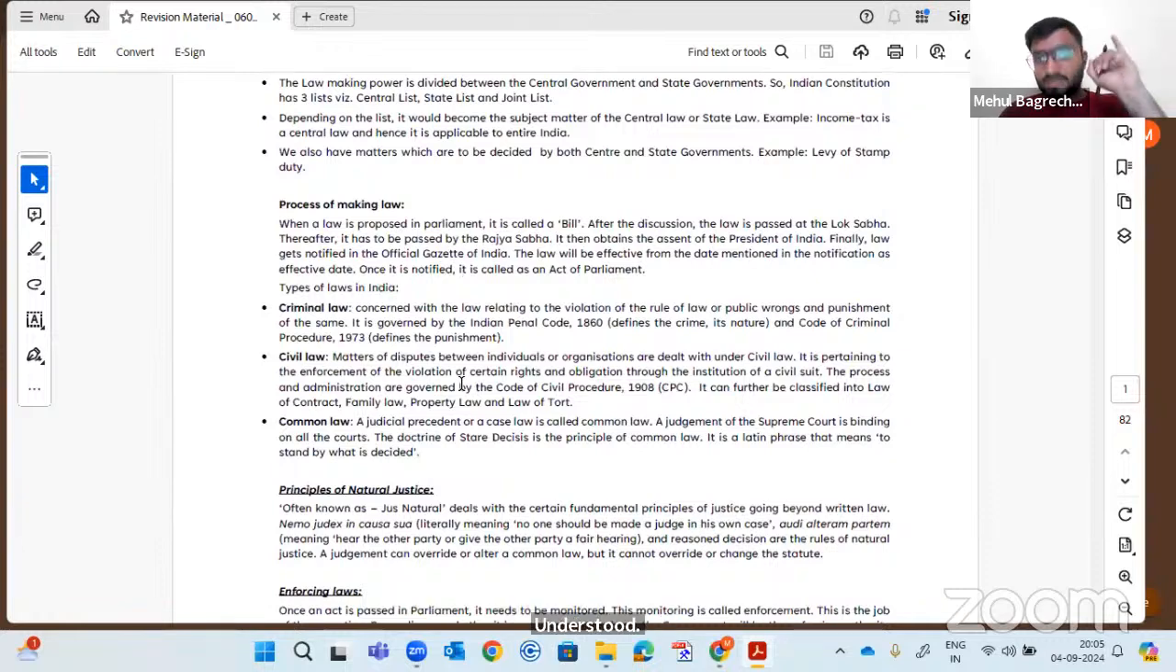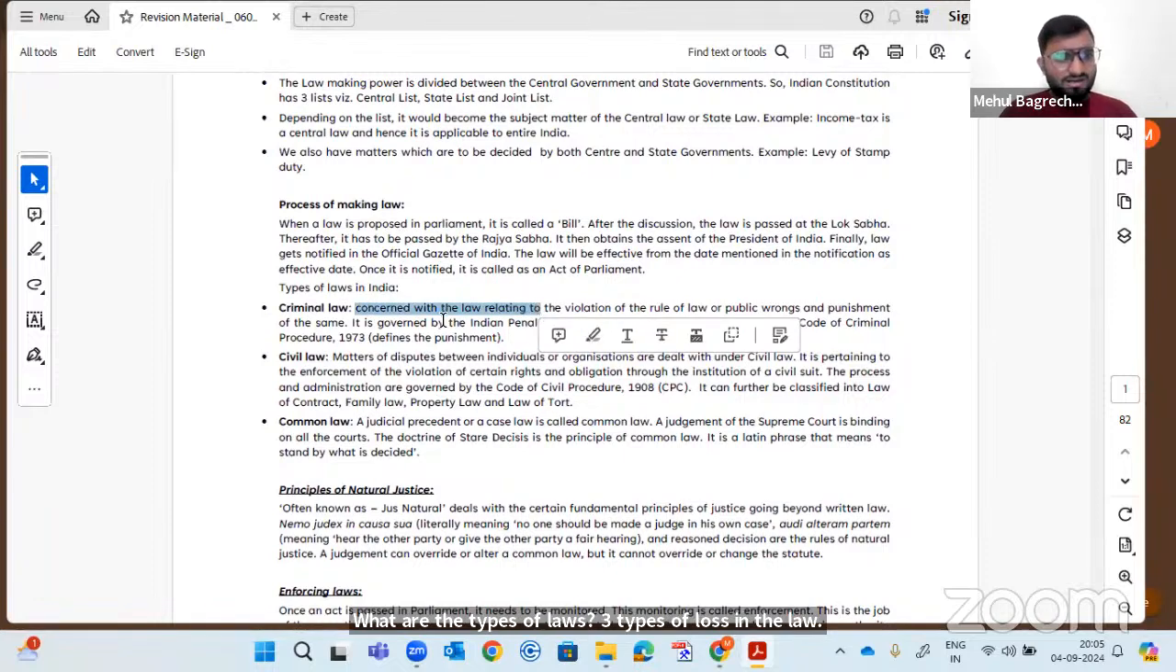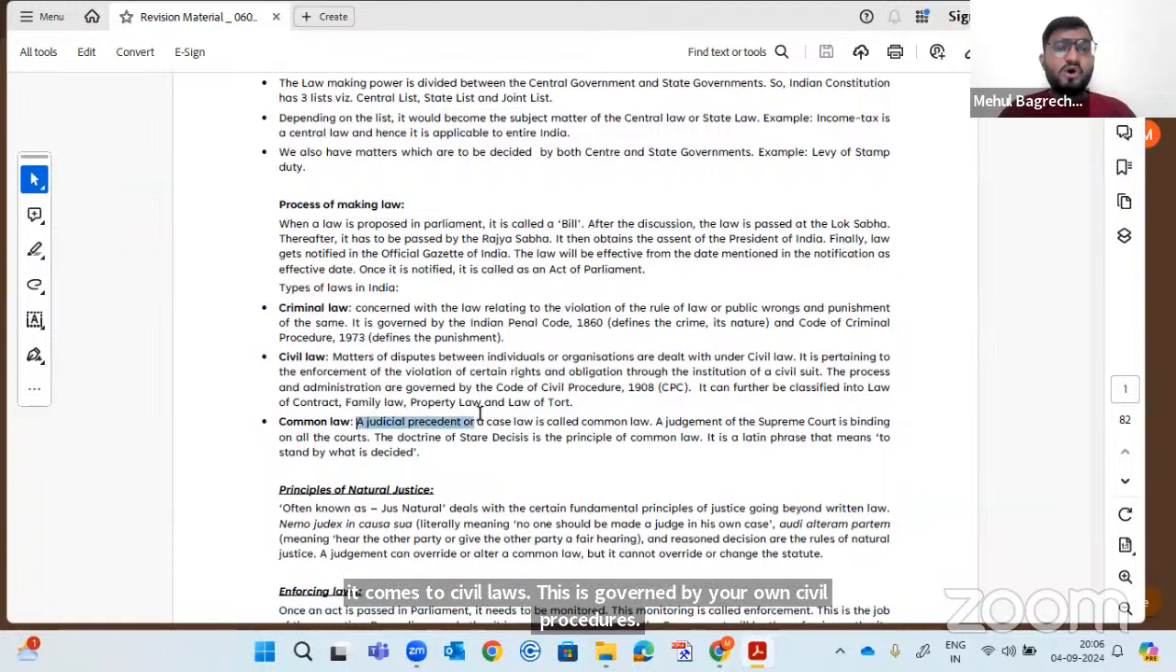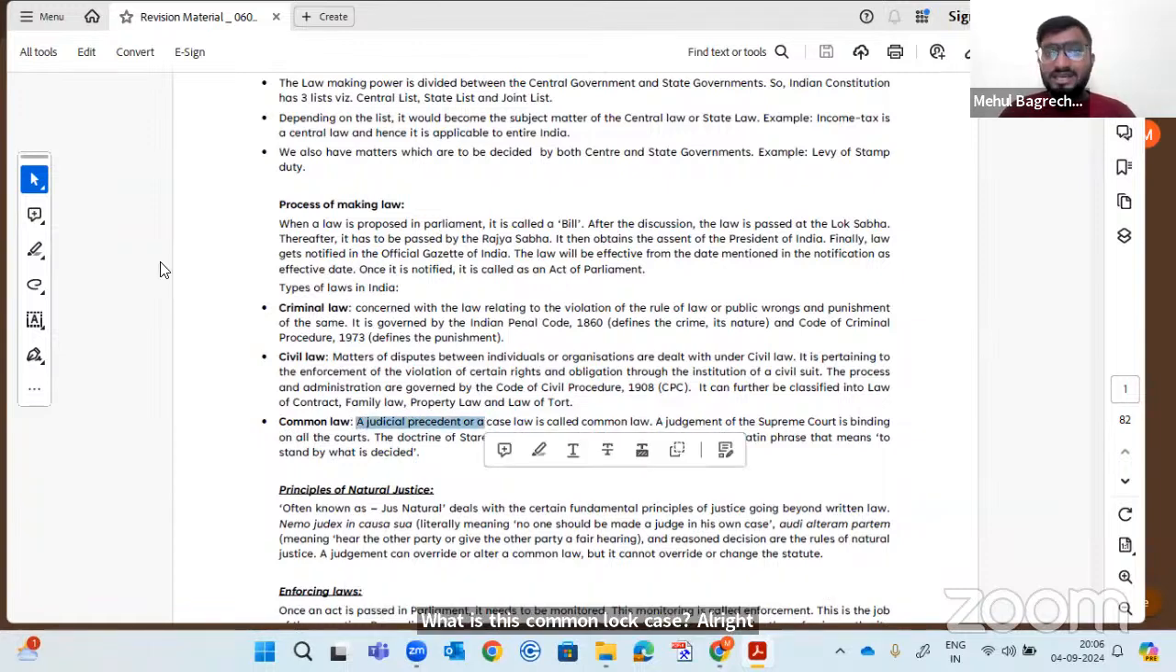Next, what are the types of laws? 3 types of law: criminal law, civil law, common law. Now, what is this criminal law? Something which is governed by your Indian Penal Code or Code of Criminal Procedure. When it comes to civil laws, this is governed by your Code of Civil Procedure. What is this common law? Case laws. All the judicial precedents, all the case laws are called common law. Simple, everyone? Understood? 3 types of law.